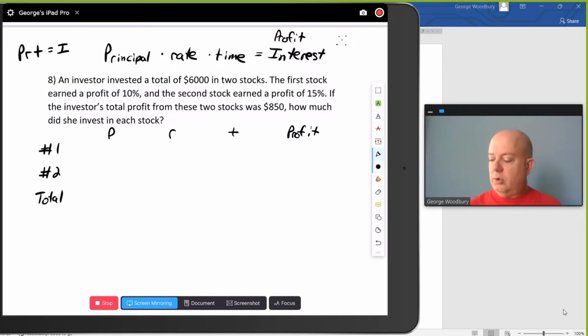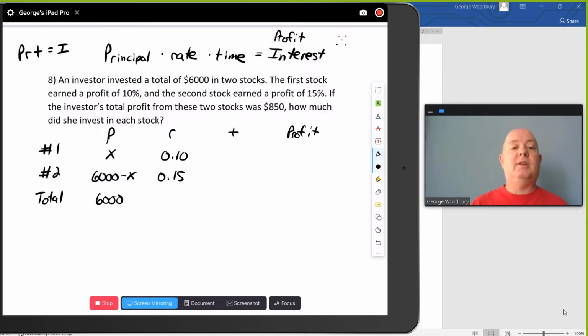The total principal was $6,000. So if the amount invested in the first account was X, which we don't know what it was, the other one has to be 6,000 minus X. It's the total minus whatever went into the first account. The profit rate on the first account was 10% or 0.10. The second account was 0.15 for 15%.